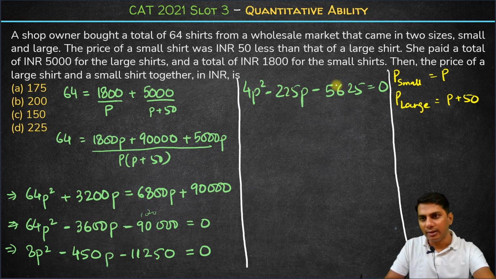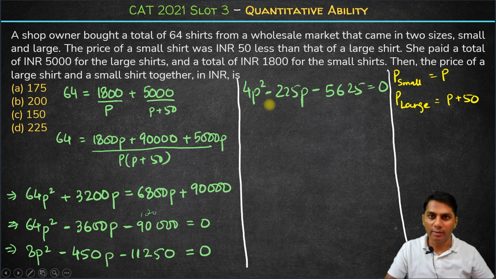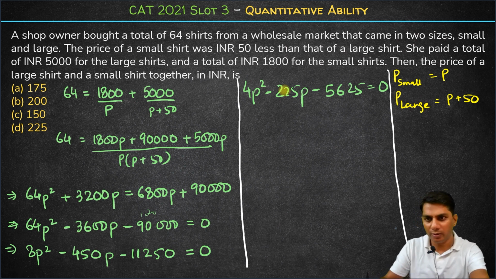As in, you'll have to figure out two numbers such that the product is 4 into minus 5625 and the sum is minus 225. So now let's try to figure out. Either you can use a calculator, use the formula method to calculate roots of a quadratic and use the on-screen calculator to do all the calculations. But if you want to do it manually, you'll have to figure out two numbers whose product is 4 into 5625, with obviously a negative sign.